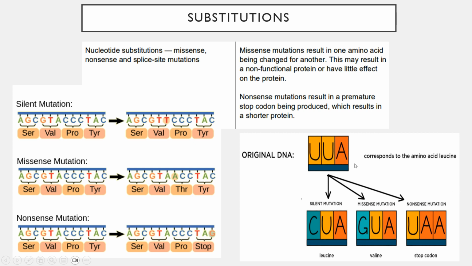Compare that with the nonsense mutation. So here the second U base has been swapped for an A, and this is one of those stop codons. If a stop codon is reached, that instructs the tRNAs to stop adding new amino acids to the polypeptide. But because all of the amino acids have not yet been added, the protein is way too short to function correctly.